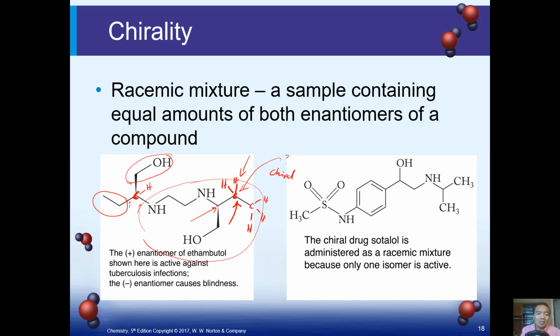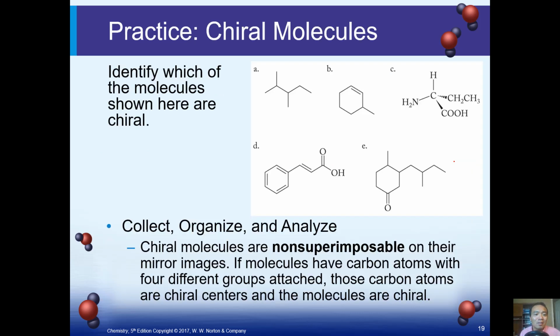So chirality is generated by the different groups attached to the same carbon. Most of the time, you would see the drugs being made as a pure compound of one enantiomer, but sometimes you do see examples of a mixture of different chiralities of the same compound. Let's look at one more example. Identify which of the molecules shown here are chiral.